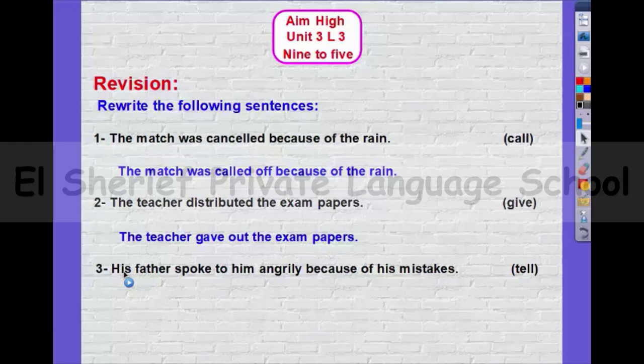Number 3. His father spoke to him angrily because of his mistakes. Use tell. So to tell someone off is to speak angrily to them. So the sentence is going to be like this. His father told him off because of his mistakes.